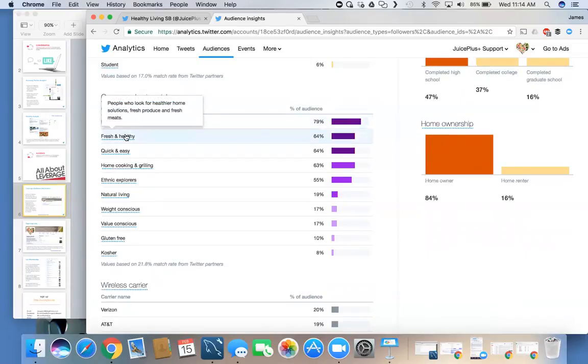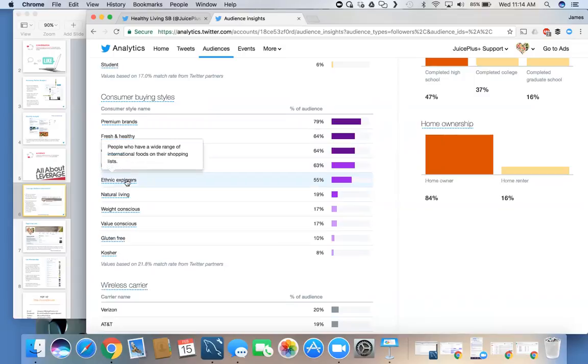Fresh and healthy, perfect. Fresh produce, fresh meats. Quick and easy, people who choose heat and eat convenience. Well, from my perspective as somebody who talks to Juice Plus people every day, I know that does not mean fast food. That means quick and easy and healthy options. So how do I speak to that audience? Cooking at home and grilling. Ethnic explorers, which has to do with international foods. And then we've got a little bit here about natural living, weight conscious, gluten-free.